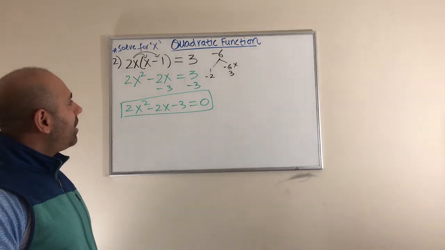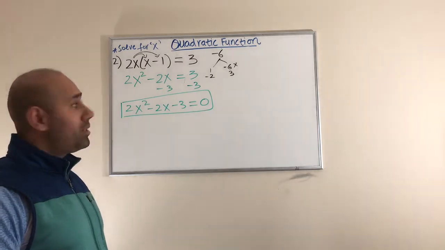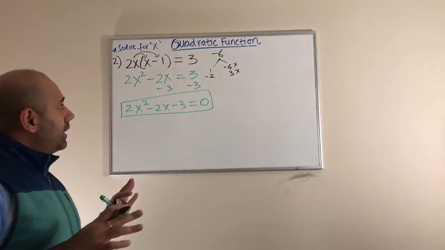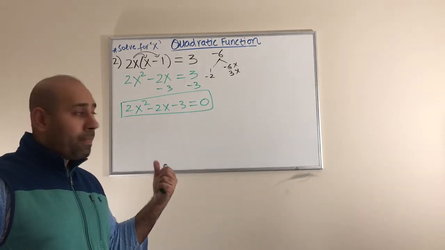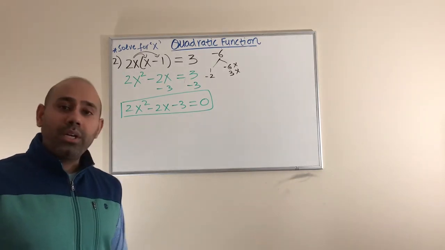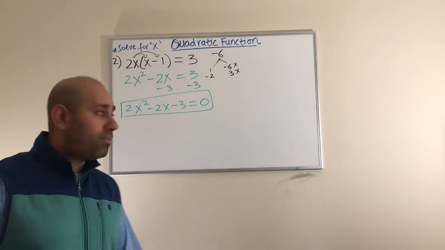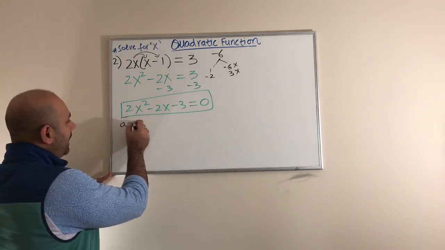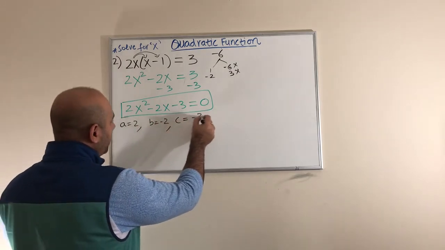I don't have any other options for two factors with a product of -6. So the first one does not work, the second one does not work. It seems like we cannot factor this quadratic polynomial. That means the factoring method does not work here. If the factoring method does not work, then we have to use the quadratic formula. And for the quadratic formula, we have to identify a, b, and c. a is 2, b is -2, and c is -3.